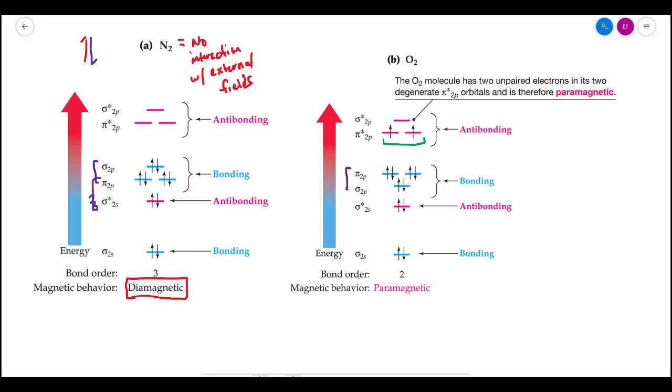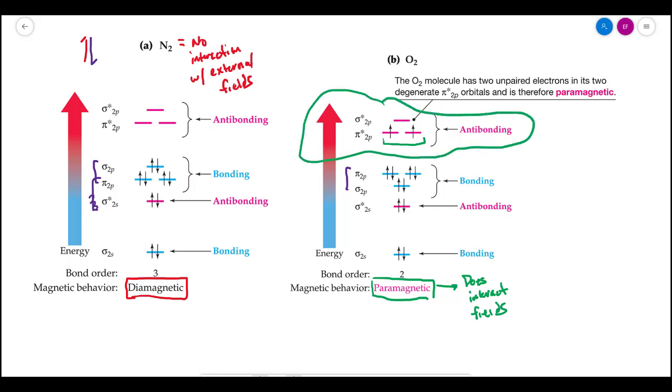If you have unpaired electrons in the molecular orbital energy diagram, we call that type of molecule a paramagnetic one. Paramagnetic meaning it does interact with external electric or magnetic fields. And this is the reason why in that video you saw oxygen get stuck between the poles of the magnet. It got locked in there because it had a strong attraction and repulsion force that it was experiencing due to the two unpaired electrons here.